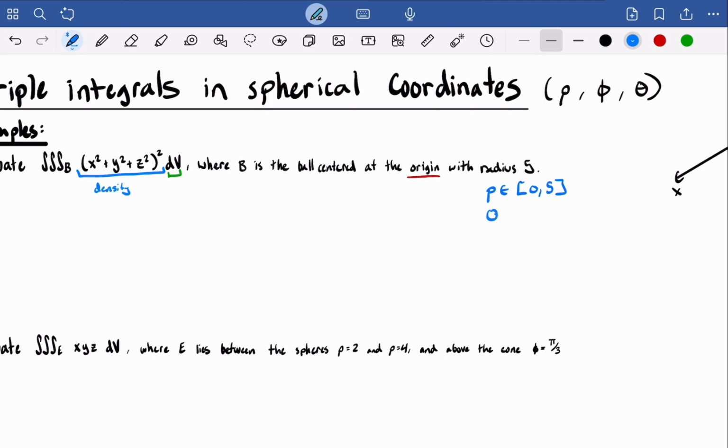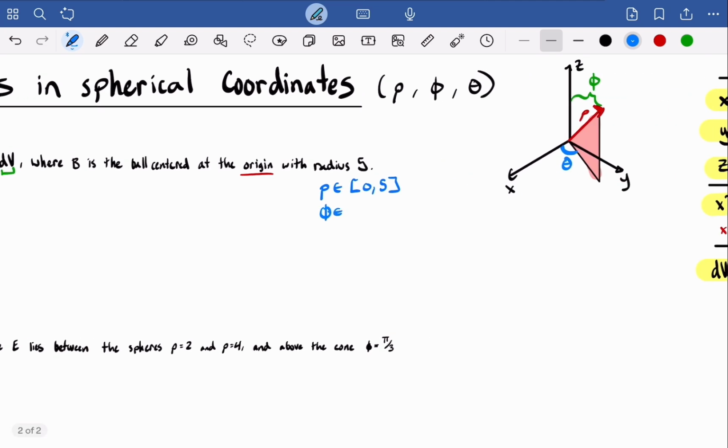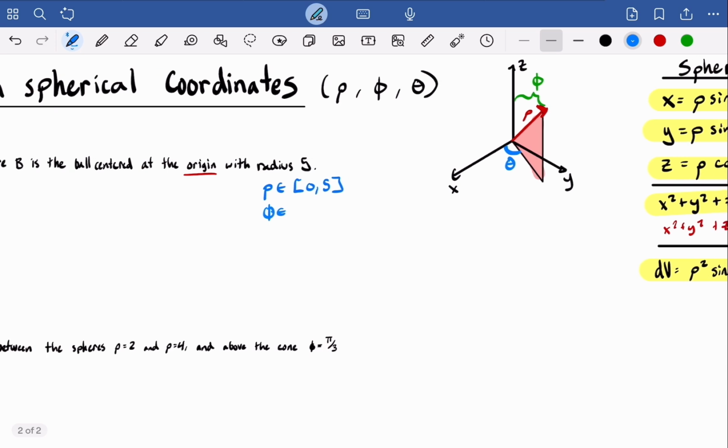So next we have phi, and we can figure out phi is going to be, it can max, phi is a value that can max at theta. So we're going to put theta, or not theta, pi.